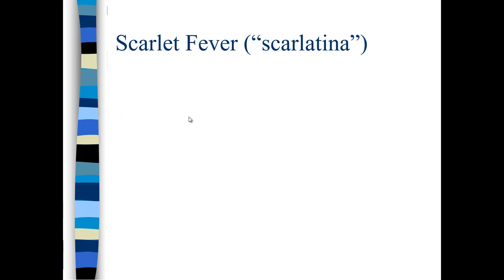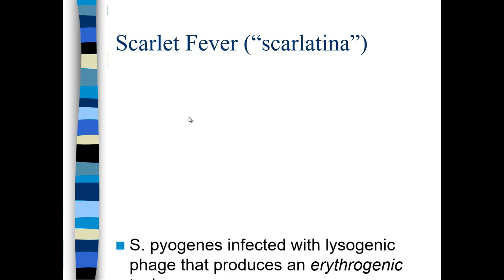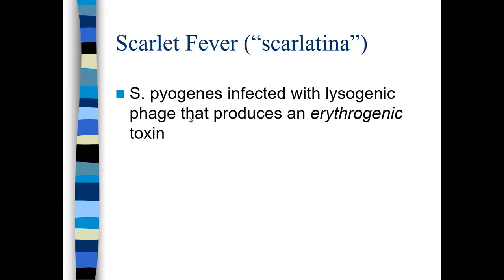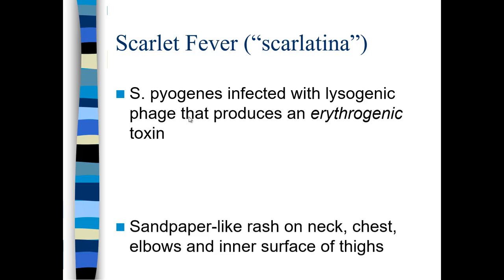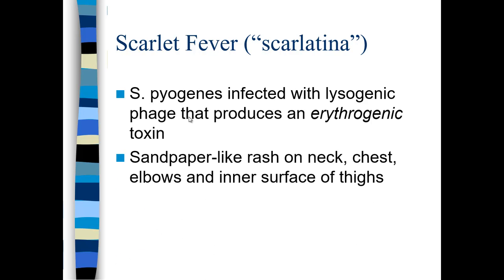Okay. Scarlet fever is another complication of strep throat or pharyngitis. And this is when Streptococcus pyogenes, the specific infection, is also infected with a lysogenic phage, and this produces what's called an erythrogenic toxin. This becomes systemic, and then it spreads to the skin, and you get this rash on your neck, chest, elbows, inner surface of the thighs. It's papular, meaning that it's raised.